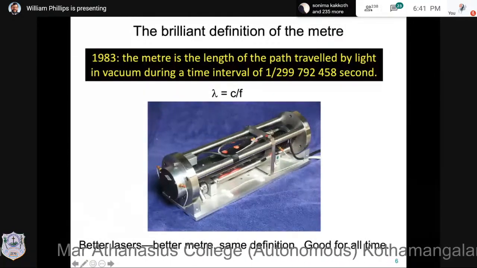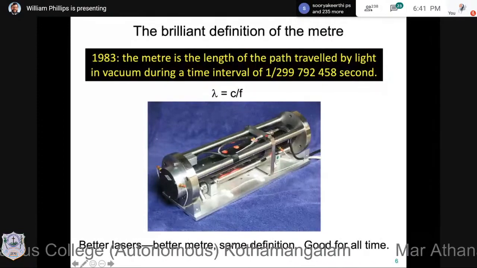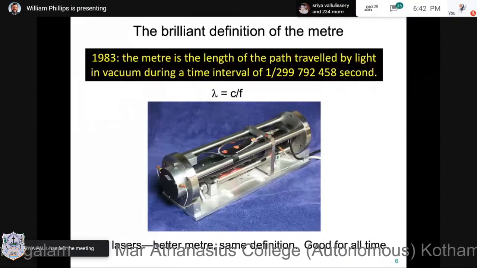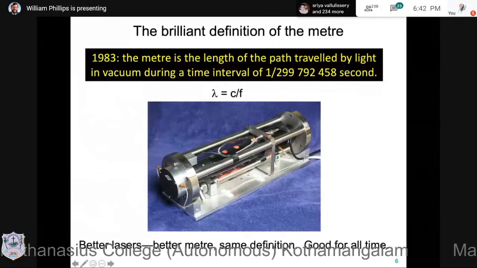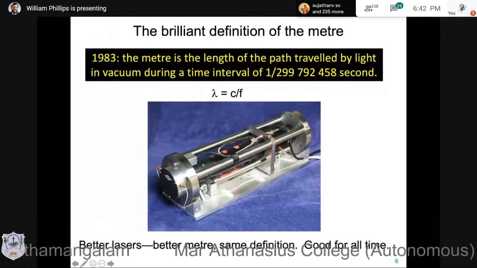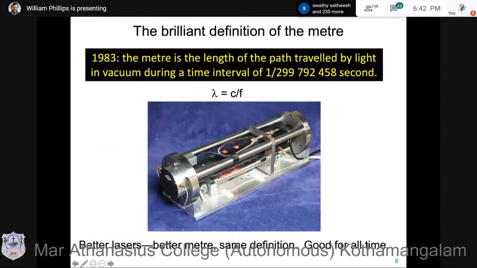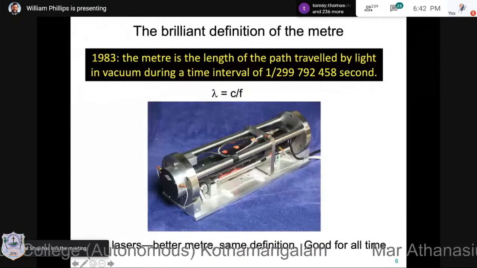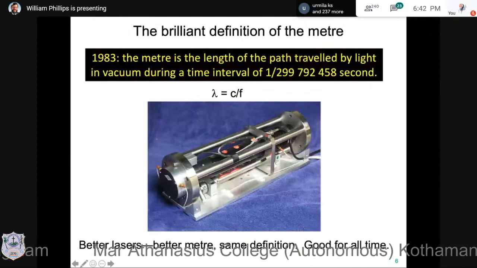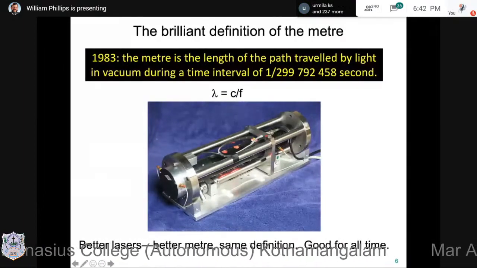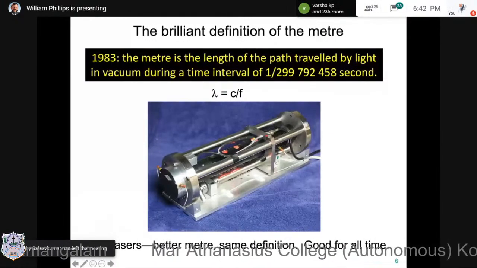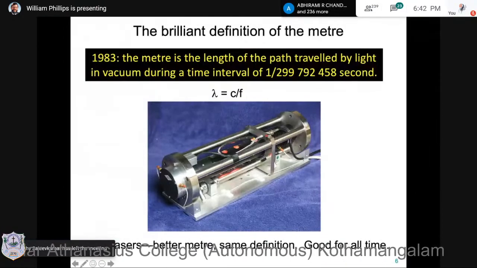Because of this universal relationship, that the wavelength is equal to the speed of light divided by the frequency of light, what it meant was that if you could measure the frequency of the light, and now we have effectively defined the speed of light, because if we say that the meter is the length of path traveled by light in a certain length of time, you have defined the speed of light. This number in the denominator is the speed of light in meters per second, by definition. So that meant that if you could measure the frequency of the light, and you have now defined the speed of light, you immediately know its wavelength.